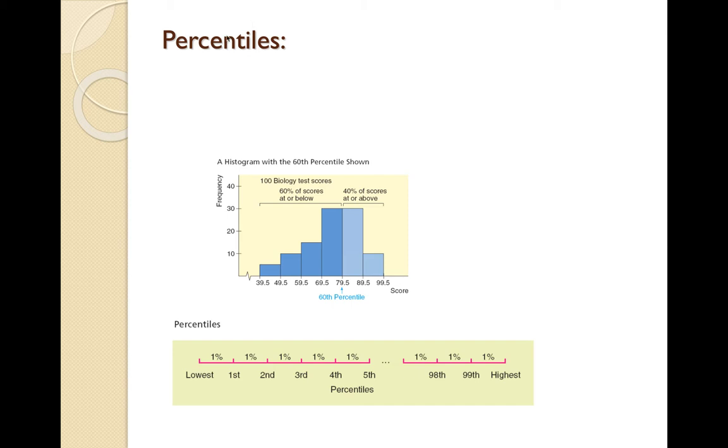Okay, so here is the 60th percentile of the biology test score. 60 of the 100 test scores were at or below 79.5 and 40% were at or above 79.5, so that is the 60th percentile.